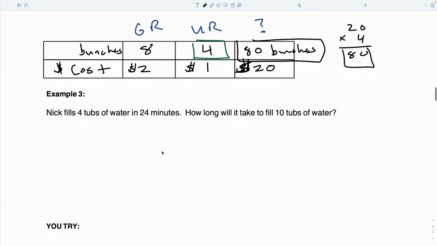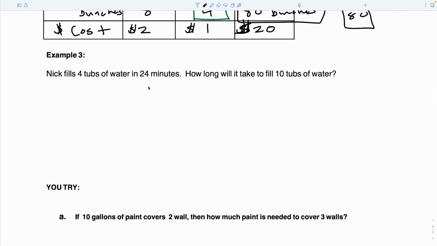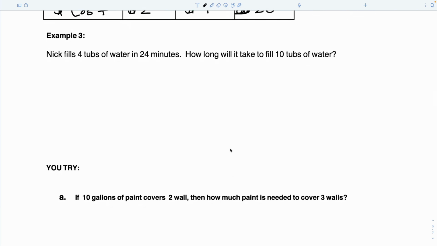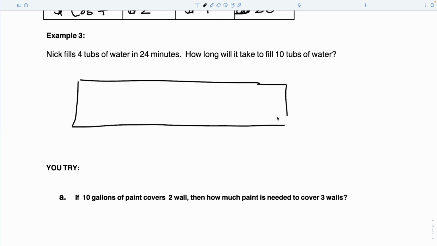Last example. Nick fills 4 tubs of water in 24 minutes. How long will it take to fill 10 tubs of water? On a test, you're probably not going to be given a ratio table, but you can make one by drawing a box and 4 categories. You want water in minutes or minutes to water? What's on top for this one? Get ready to turn and talk.